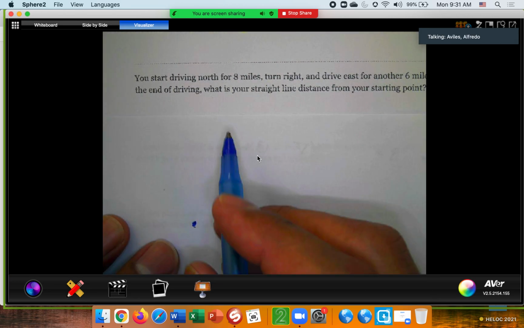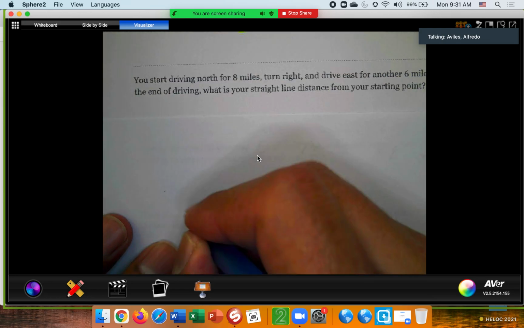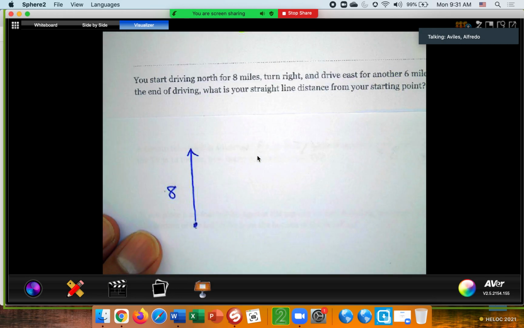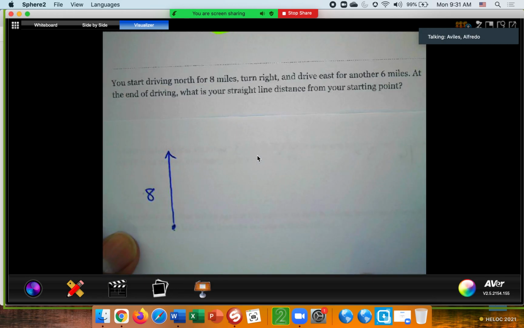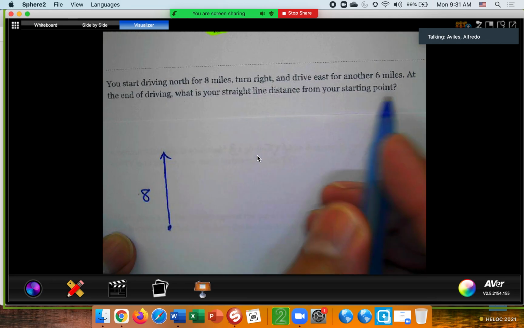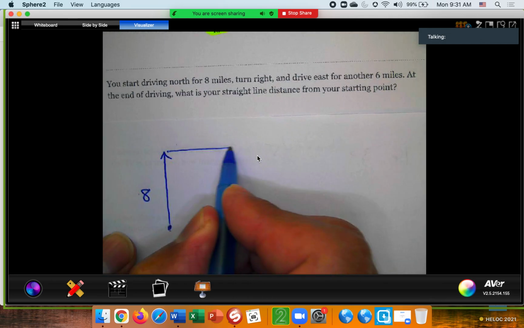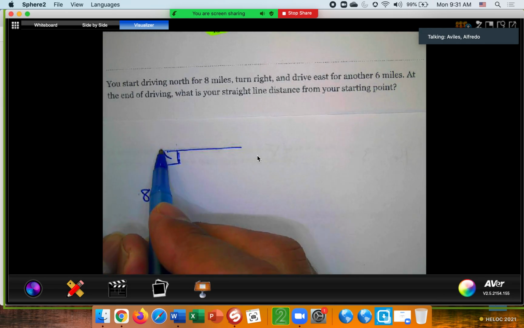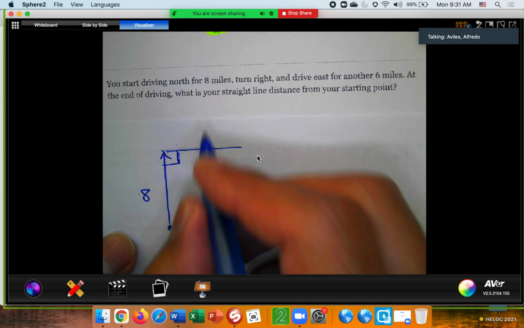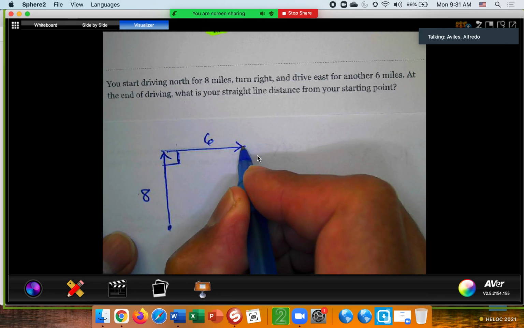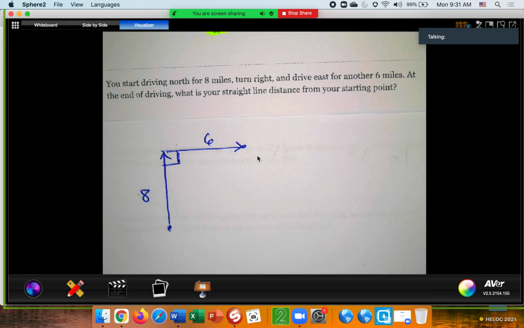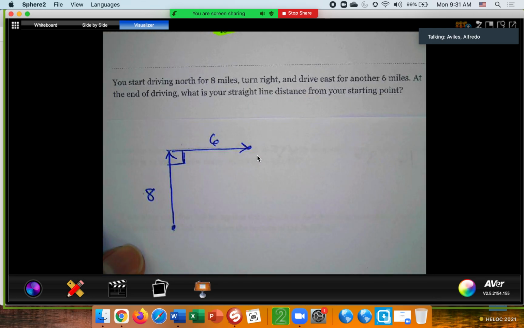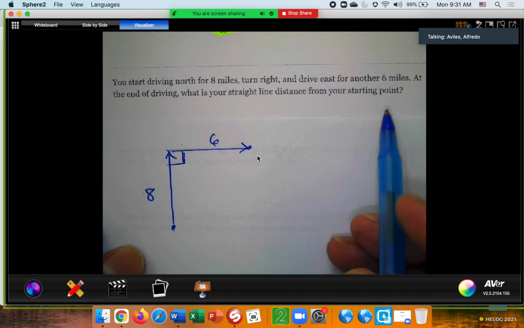You start driving north for 8 miles. North is which way? Up. You drive up for what? 8 miles. And then it says turn right and drive east for what? And if you go east, you know that's 90 degrees, right? And then you go east for 6 miles. And then you stop. Now you're here, right? They already drew your 90-degree angle, and you got 2 sides. Guess what the question is?